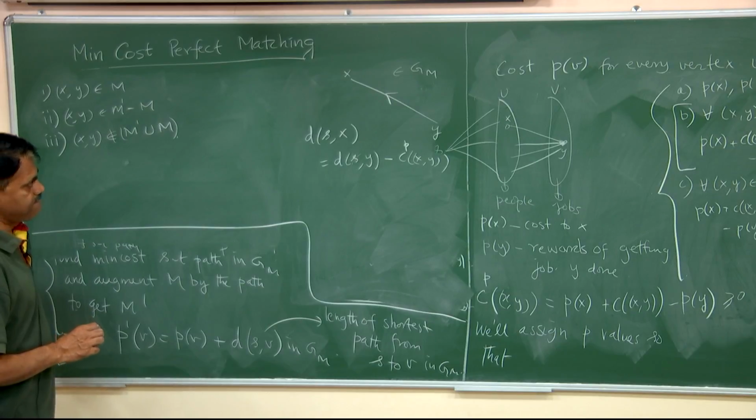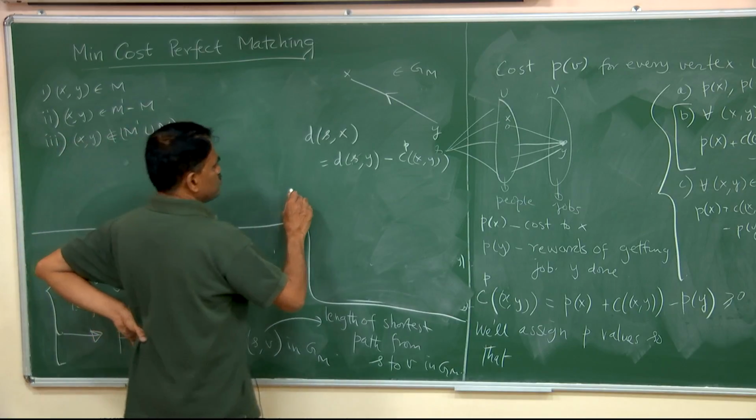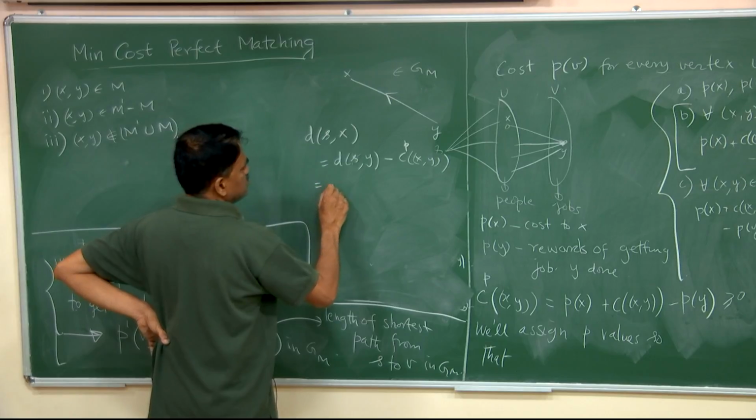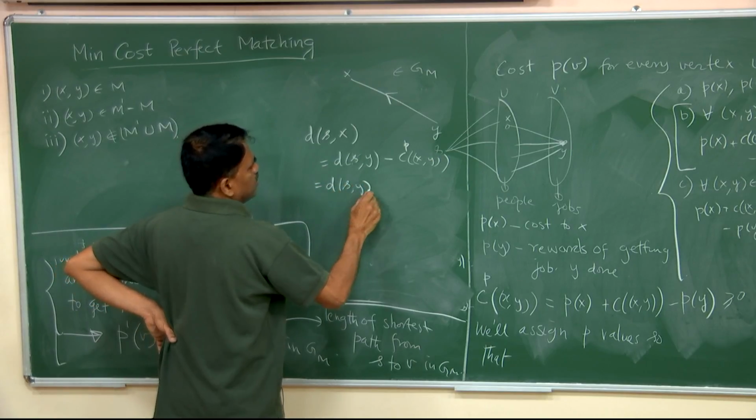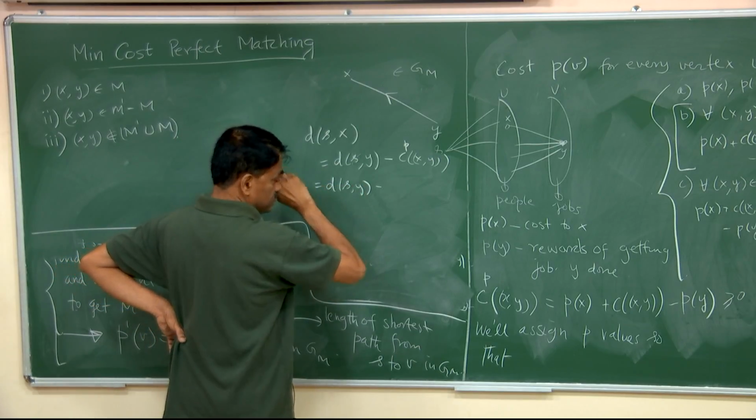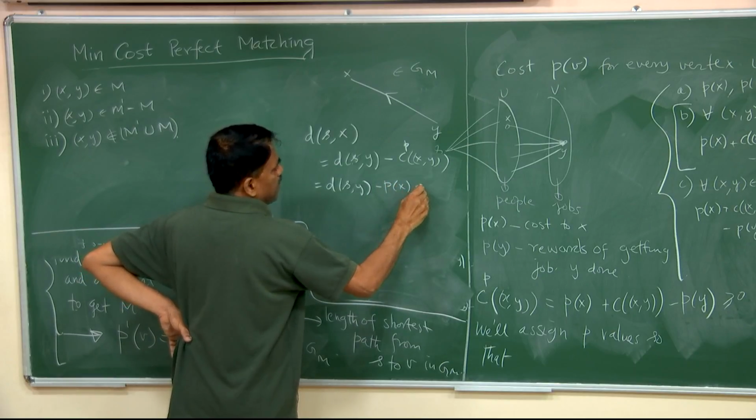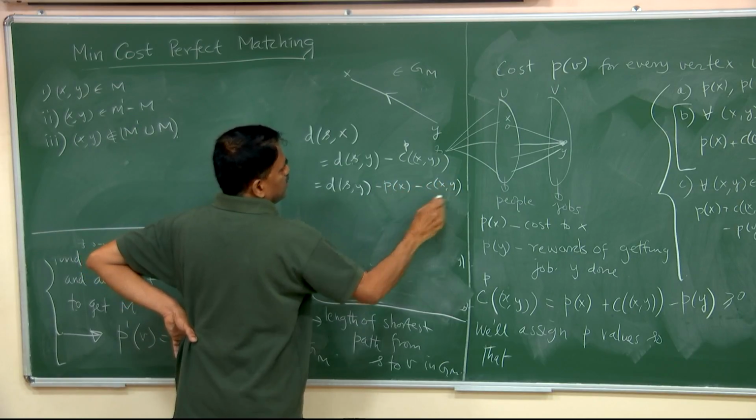So it was px minus py, and over here we get minus px. So which means what? This is equal to d of sy minus px minus cxy plus py.